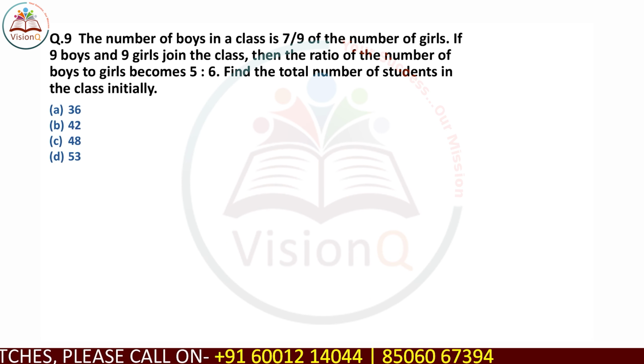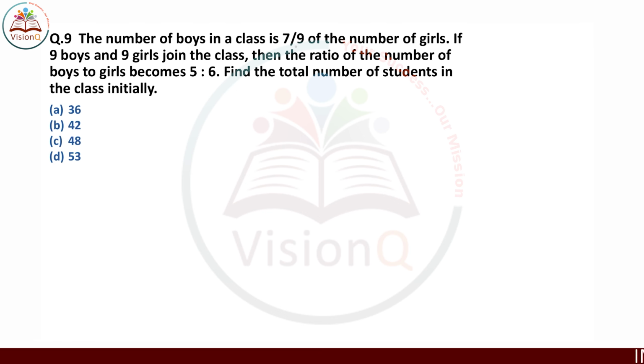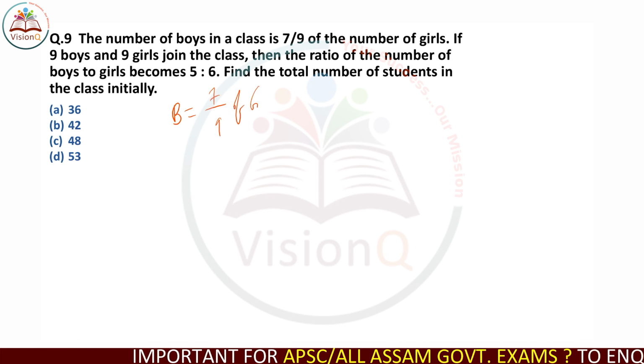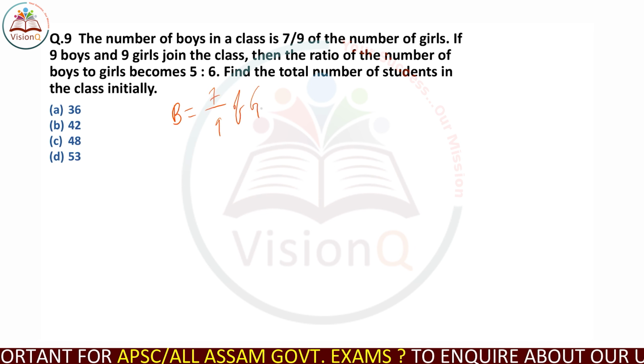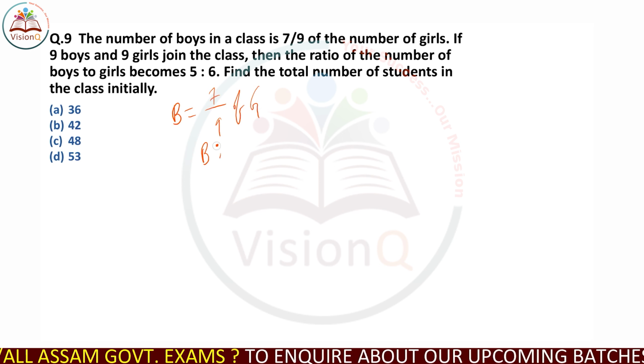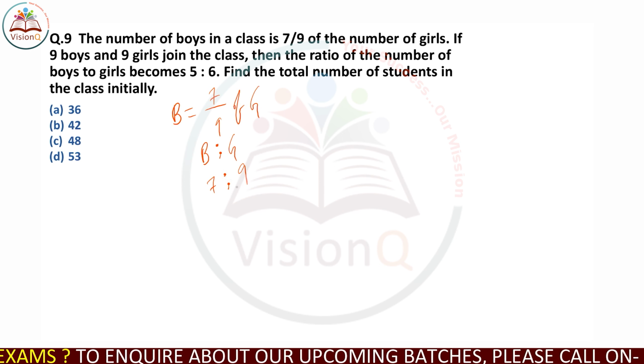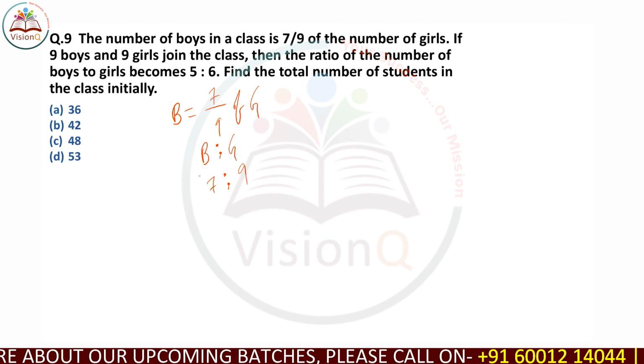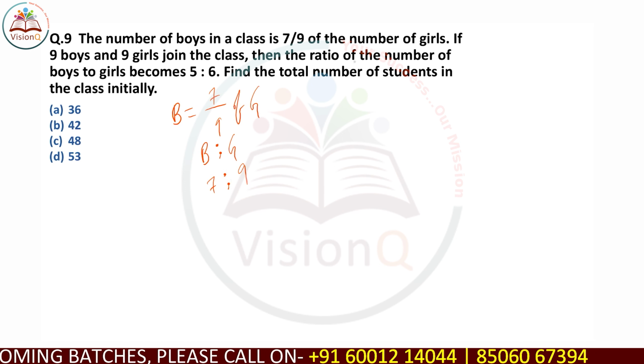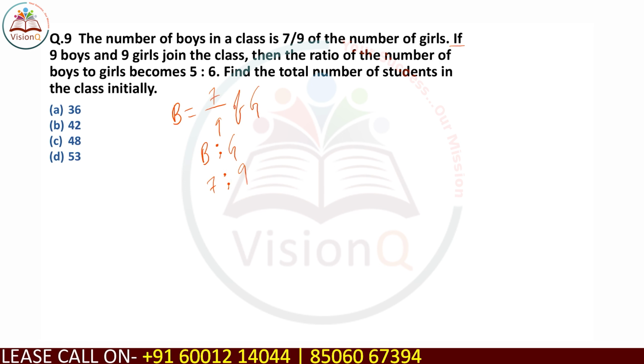So next in front of you is question number 9, a very important concept, the concept of ratio. It is given that the number of boys in a class is 7 by 9 of the number of girls. So from this I can find the ratio of boys to girls, which will be 7:9. If there are 7 boys in the class, the number of girls is 9. Next, it is given that if 9 boys and 9 girls join the class, the ratio of the number of boys to girls becomes 5:6.